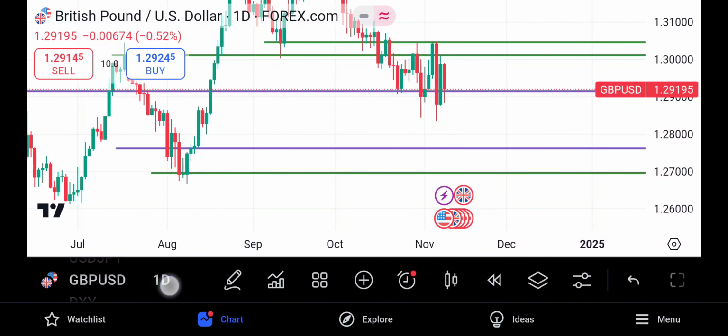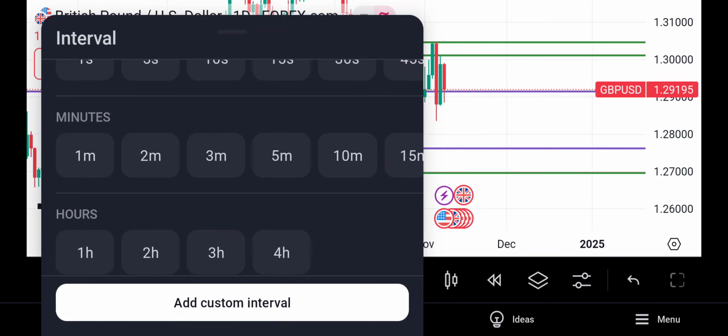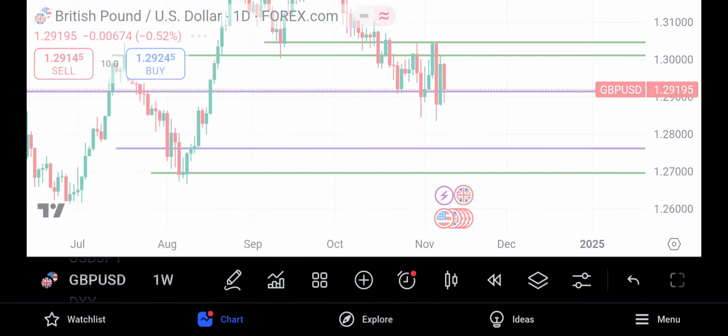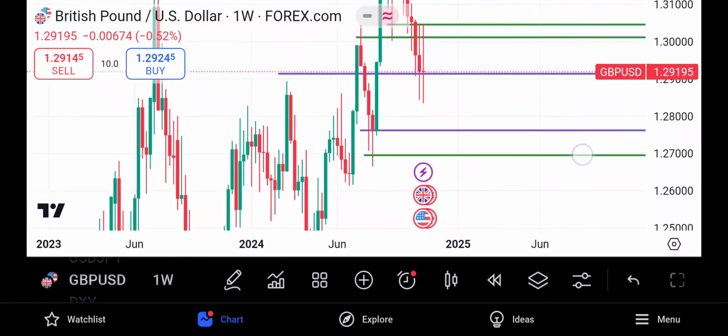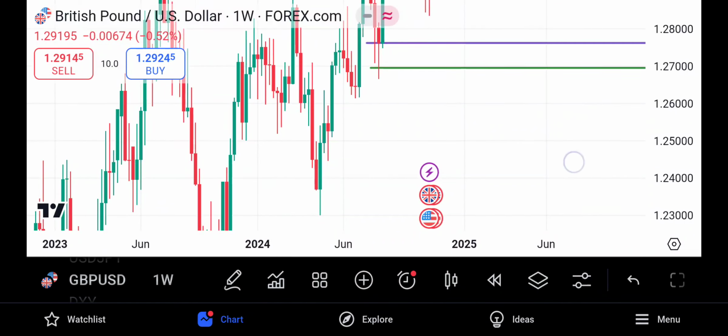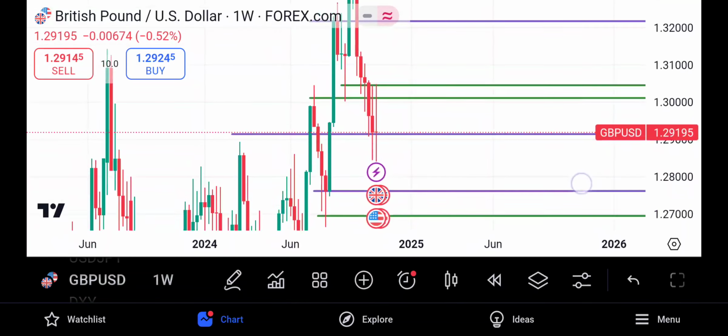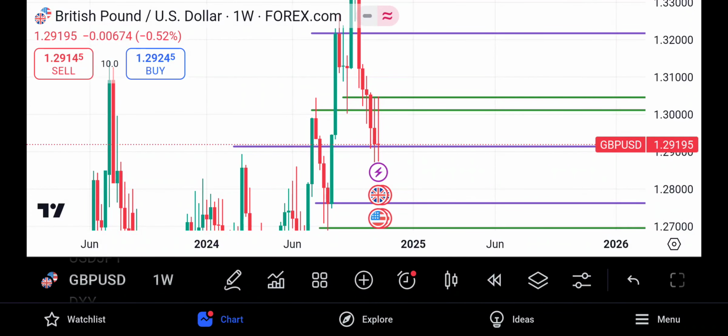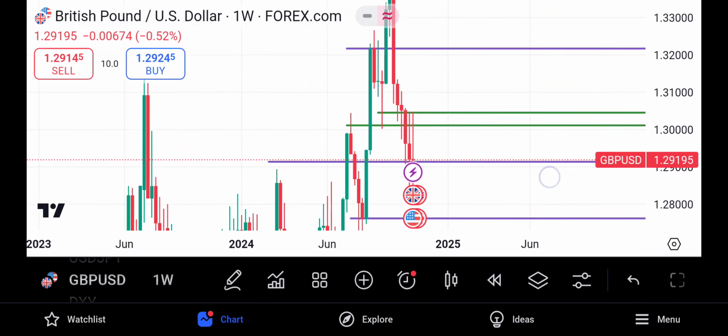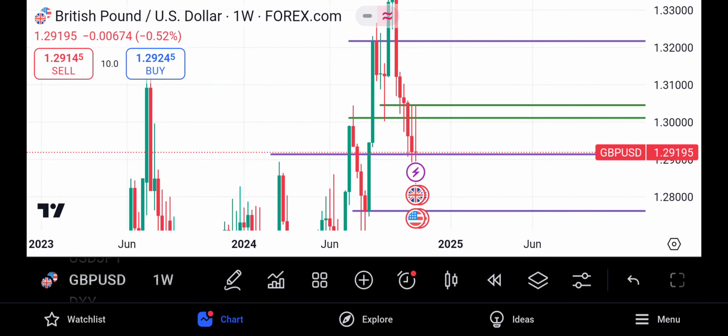And if I switch this now to the one week, you get a clearer story of why this market might drop and where it's going to drop further into. I've talked a lot about imbalance. So you can see that over this particular move that started here, bullish, no retracement.